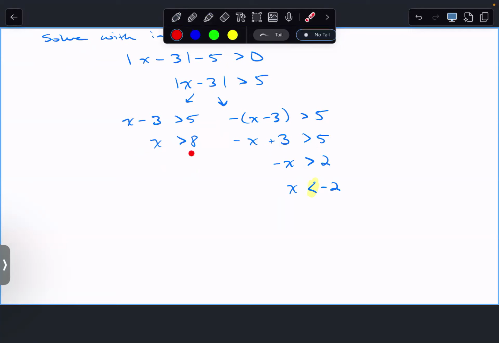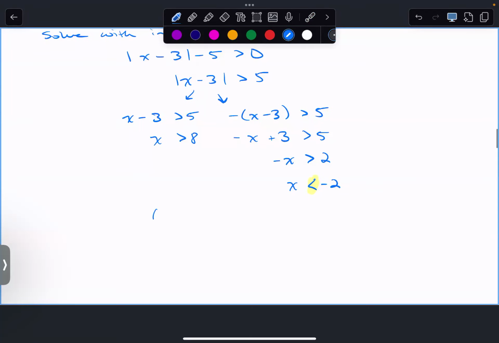So x has to be greater than 8, or I guess x has to be less than negative 2. So you get the same thing, negative infinity up to negative 2, not including 2, union 8 to infinity. Yep. That's fine.